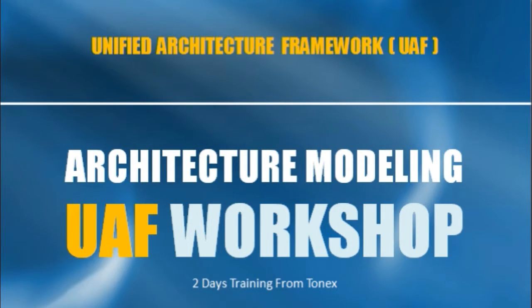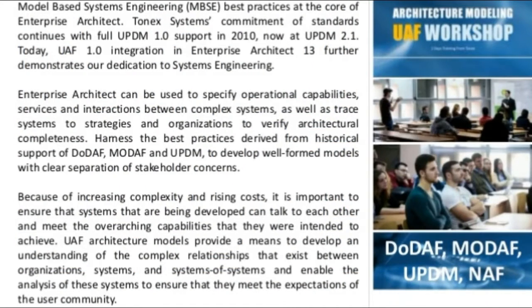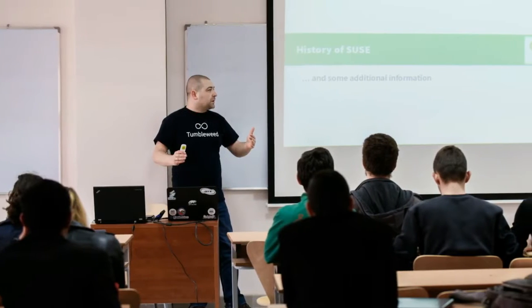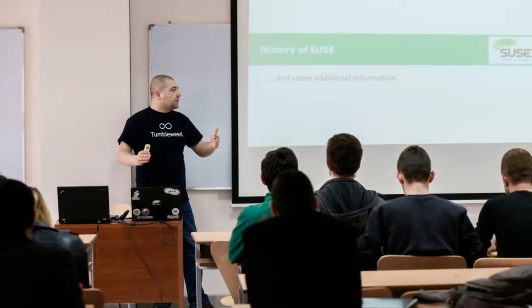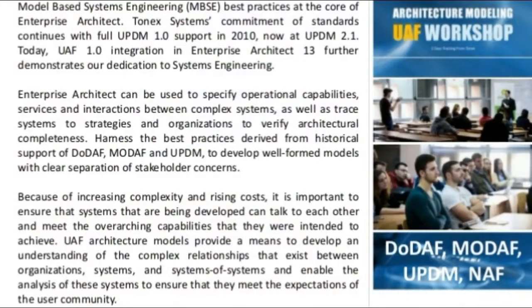Enterprise Architect can be used to specify operational capabilities, services and interactions between complex systems, as well as trace systems to strategies and organizations to verify architectural completeness. Harness the best practices derived from historical support of DoDAF, MODAF and UPDM, to develop well-formed models with clear separation of stakeholder concerns. Because of increasing complexity and rising costs, it is important to ensure that systems that are being developed can talk to each other and meet the overarching capabilities that they were intended to achieve.